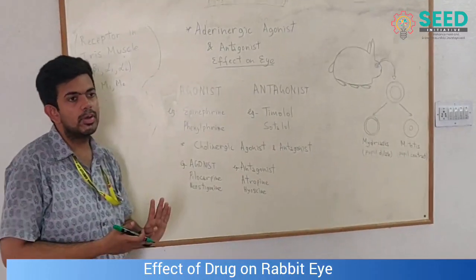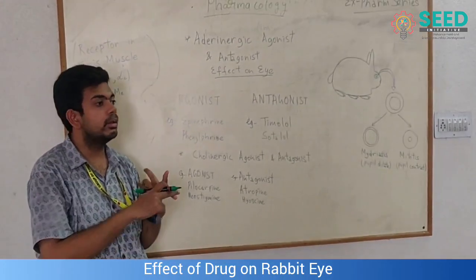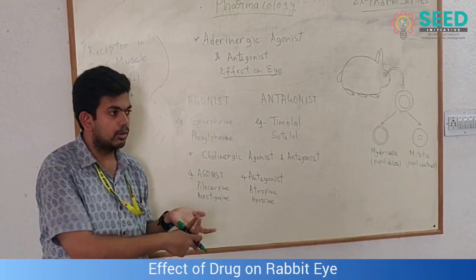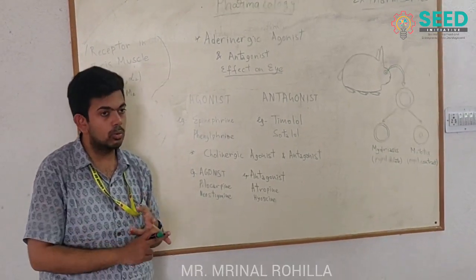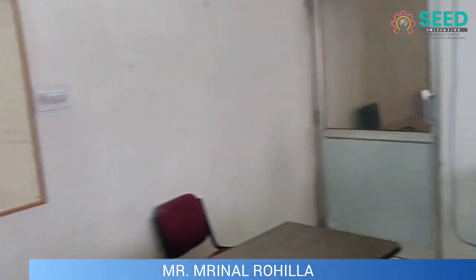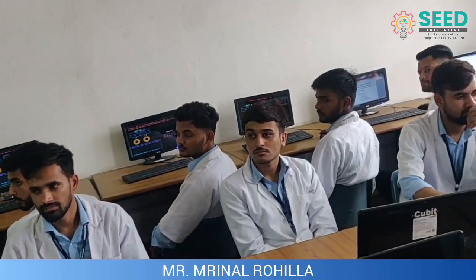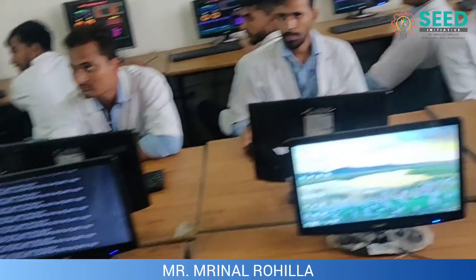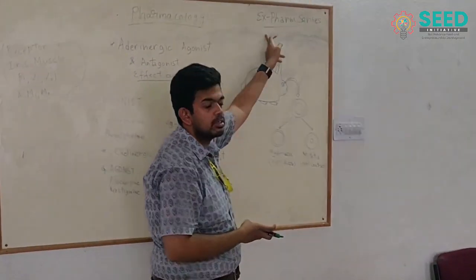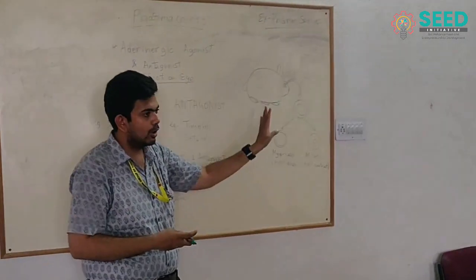We have to know the effect for the diagnosis of any disease, any treatment of glaucoma. Now what is glaucoma? Glaucoma is the intraocular pressure rise in the eye. We can't perform this experiment on animals. Earlier we used to take the rabbit, but nowadays we can't use a rabbit, so we are going to use the B.Pharm series software. Everyone got that?